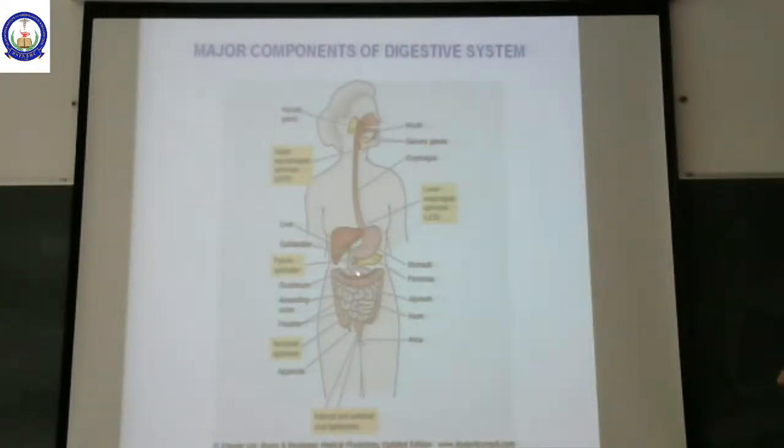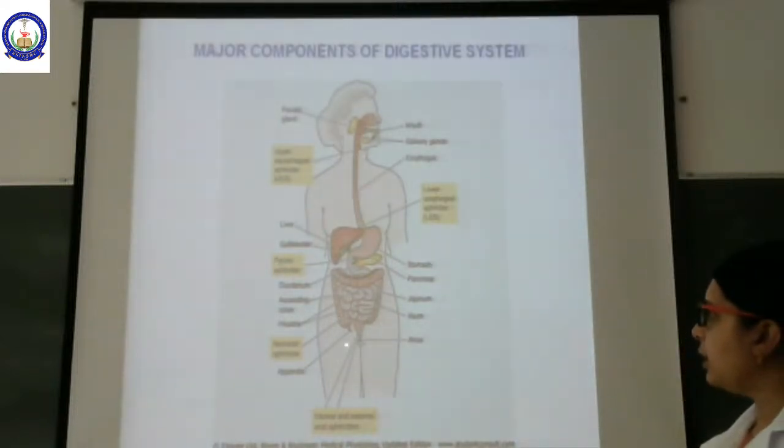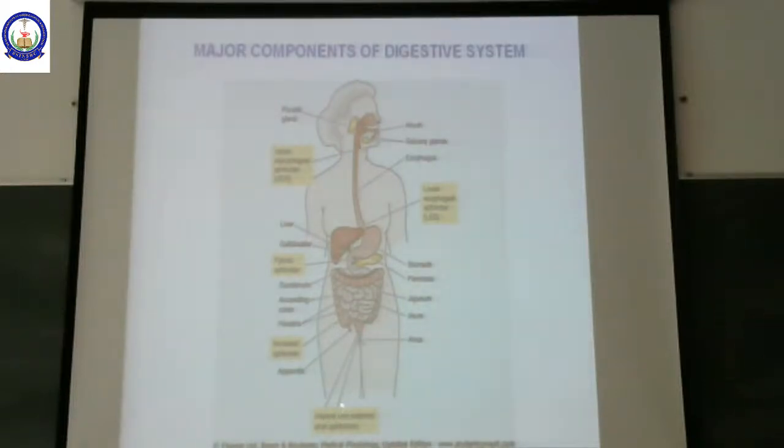Next we have the pyloric sphincter, at the end portion of the stomach. And here we have, not the duodenal sphincter, it is the ileocecal sphincter, where the ileum opens into the cecum. And finally, we have the internal and the external anal sphincters.